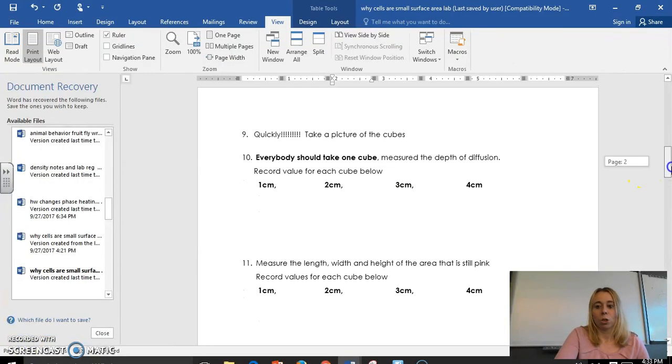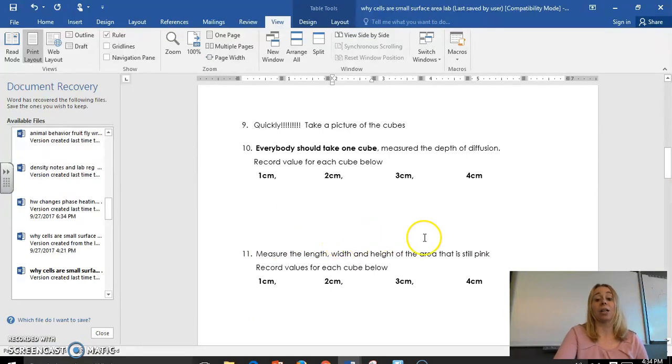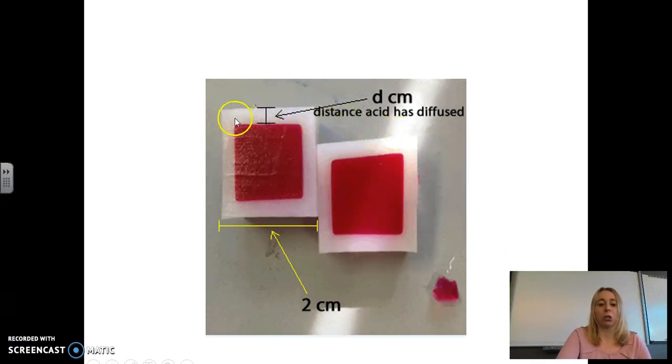Then, you are going to measure the length, width, and height of the area that's still pink. So if we go back to this picture, you're going to measure the length, width, and height of this. It's going to appear 3D, you'll see it when you actually do it. The length, width, and height of the area that's pink. You'll see it will also go deep into the cube. This is just looking at it on top. So the length, width, and height of the volume, essentially, not the area, the volume of the area that's turned pink.